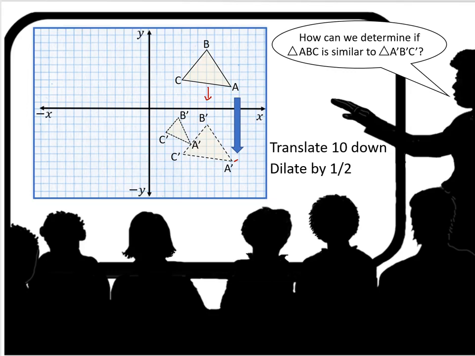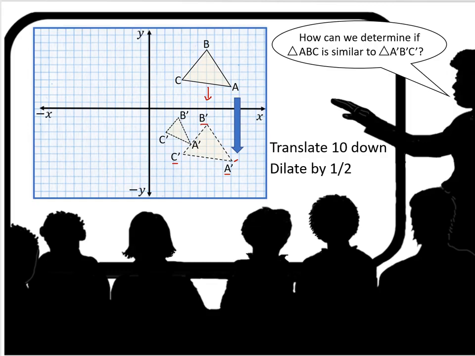And then if you dilate it by 1/2, which means you would divide each one of the xy coordinates for points A, B, and C by 2, you would find the new coordinates for A prime, B prime, C prime. And once again, now you have two similar triangles.